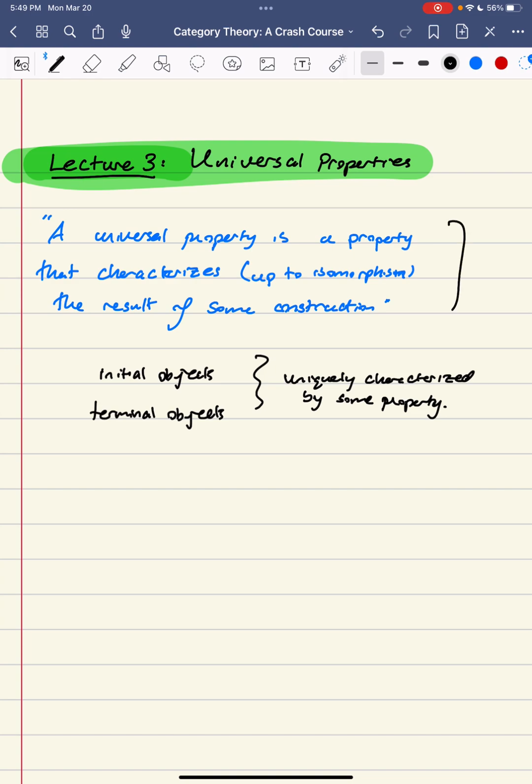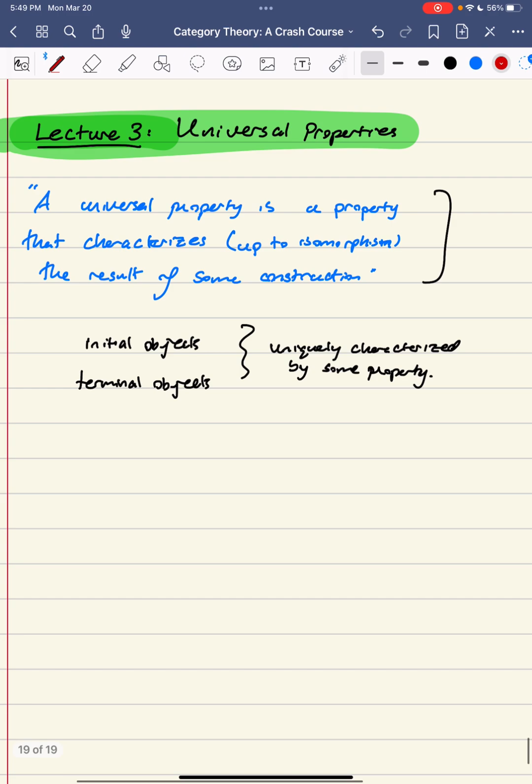And I'm going to go over this quote right here in just a second. But when I say uniquely characterized by some property, I mean exactly that, in the sense that if any other object satisfies that property, it is isomorphic to my object. So for example, for the initial object in the category of sets, the empty set is quote unquote the initial object.